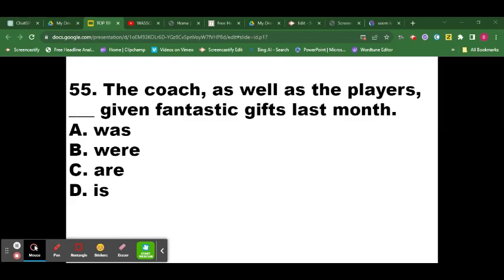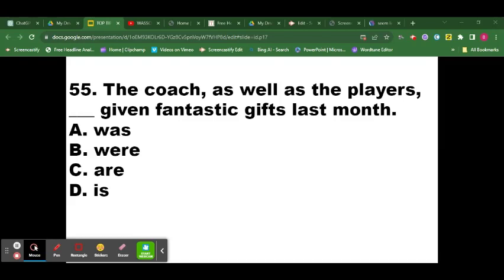But in many cases, having as well as after the subject does not make the subject plural. So in this case, the coach, we notice the comma there, as well as the players, notice another comma that actually separates the expression as well as the players from the rest of the sentence.